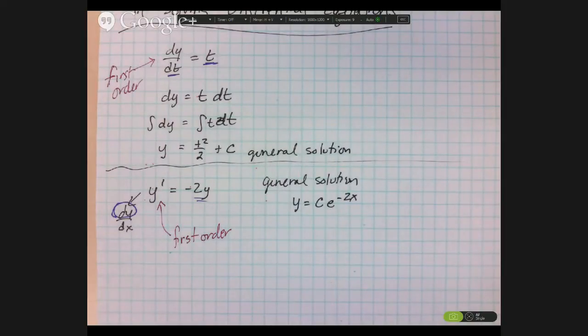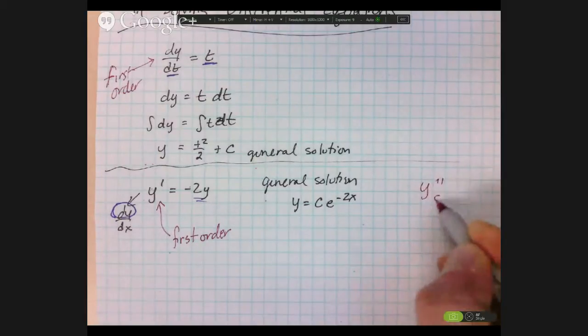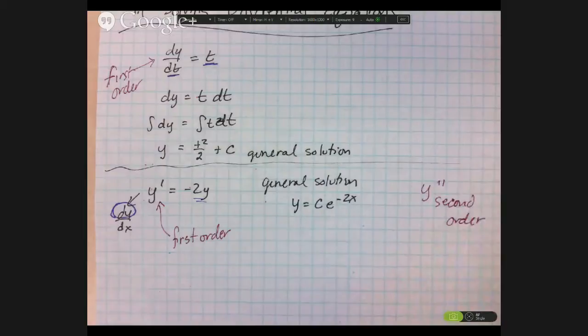If you wanted a second order, that would be second order, y double prime. It goes with the degree of the differential.